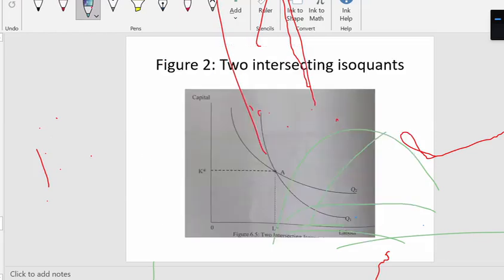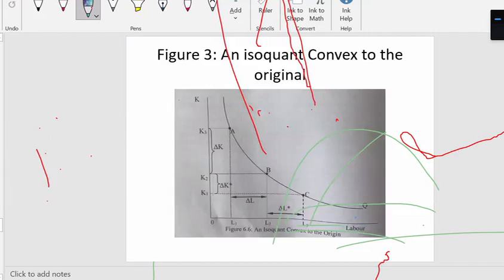Convex to the origin, what does it mean? They do not intersect. That is what I am trying to explain here. This Q1 cannot intersect. If they intersect, that is not an iso-quantity. They are separate. But when you say iso-quantities are convex to the origin, what does it mean? It means that at this level, for example, at A, in order to produce at point A, you need the combination of K3 and K what?